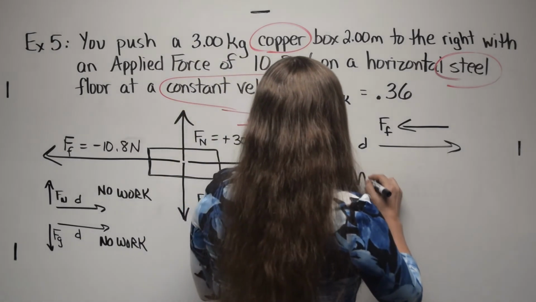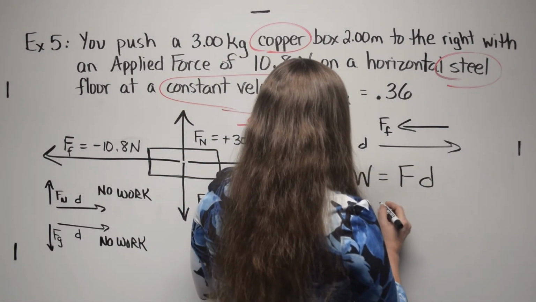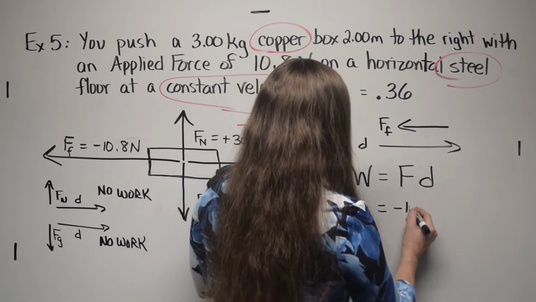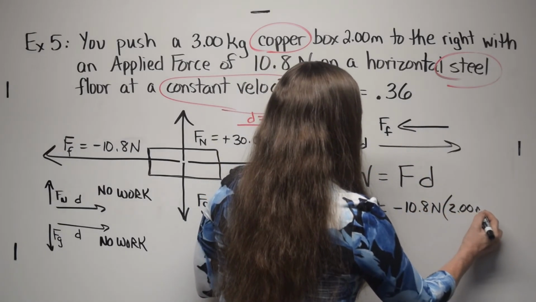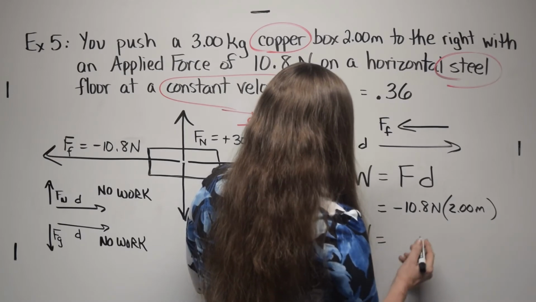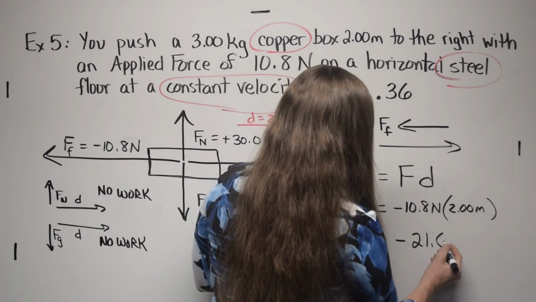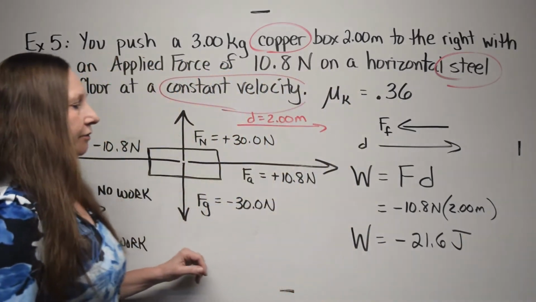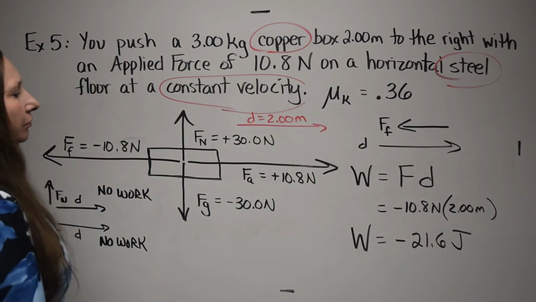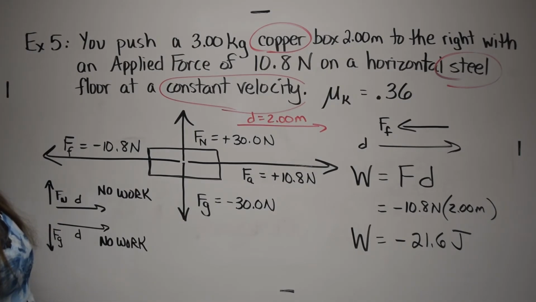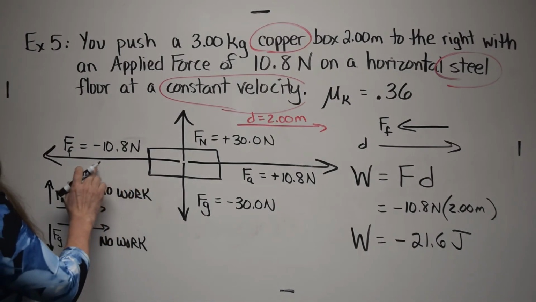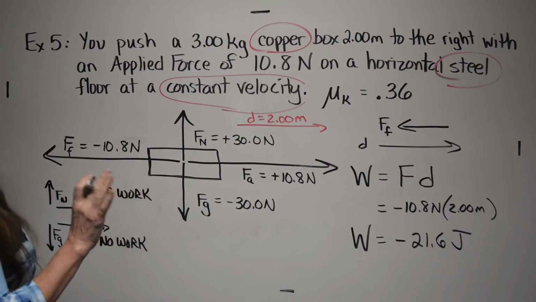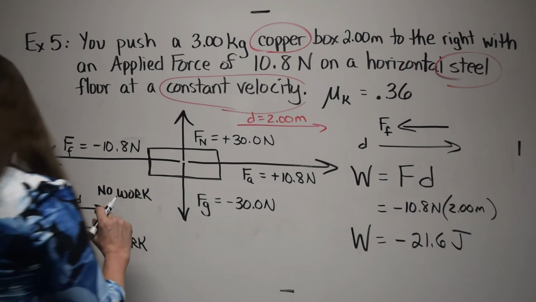All right, now here, work equals force times distance. The friction force is negative 10.8 newtons. The displacement to the right is positive 2 meters. So the work done by the friction force is negative 21.6 newton meters, or negative 21.6 joules. Now, the last little thing I want to do: we assumed, and correctly, mind you, that the friction was 10.8. Let's do that calculation and just prove that.